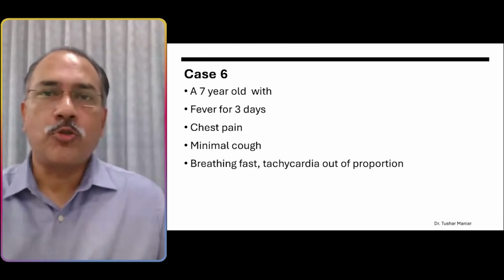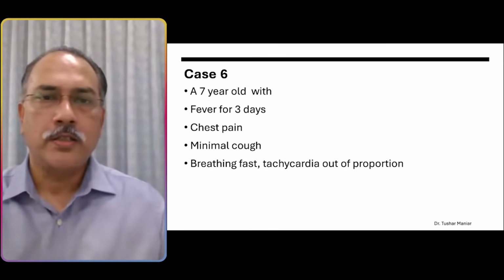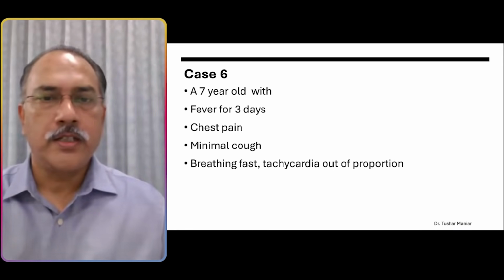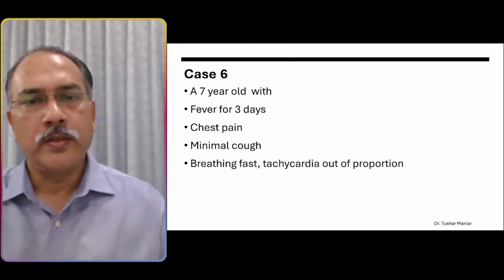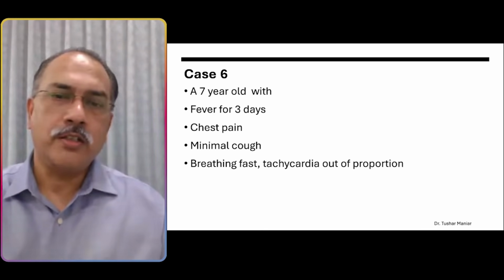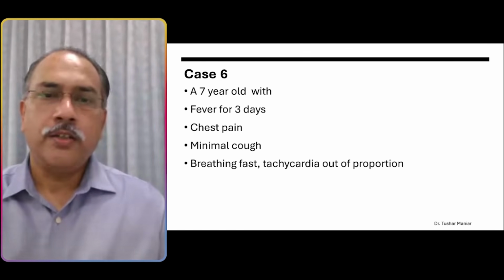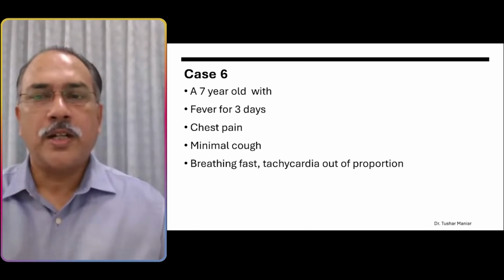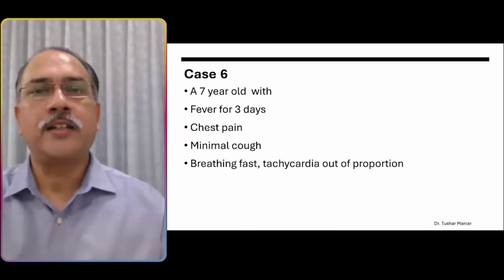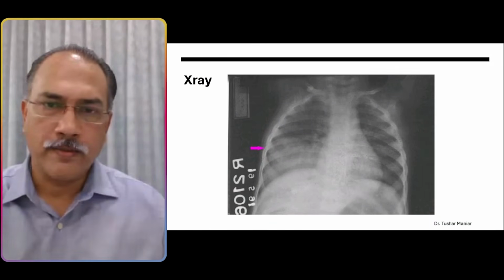So with this, we have now learned how to choose a brand once we have chosen the drug. So let's address a few more conditions. A 7-year-old child comes with fever for 3 days, chest pain, minimal cough, breathing fast, and tachycardia out of proportion. Here the fever is there, but the tachycardia is out of proportion. Even if the cough is minimal, if the tachycardia is out of proportion to fever, please consider this an inflammatory response and a potential source of infection in the body.